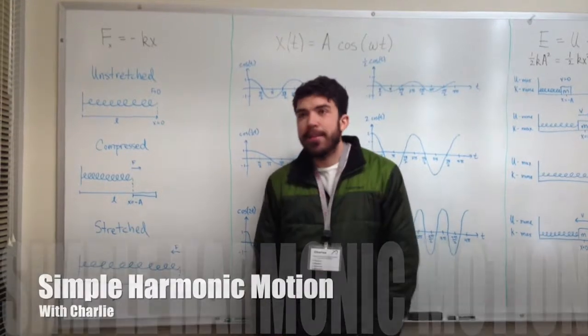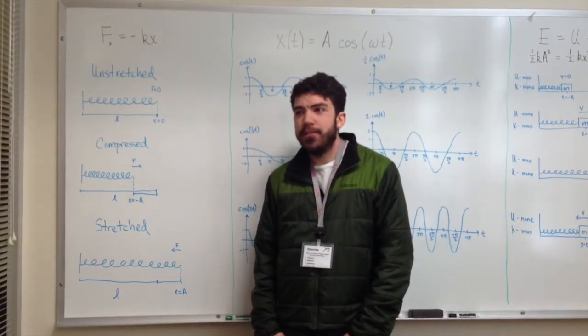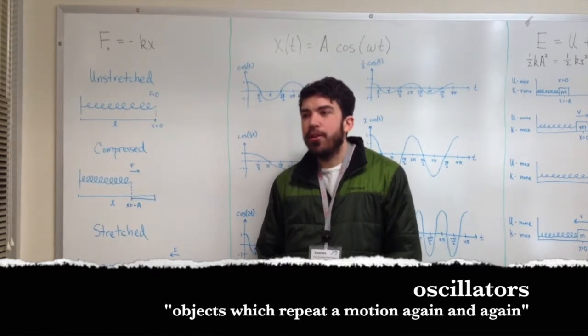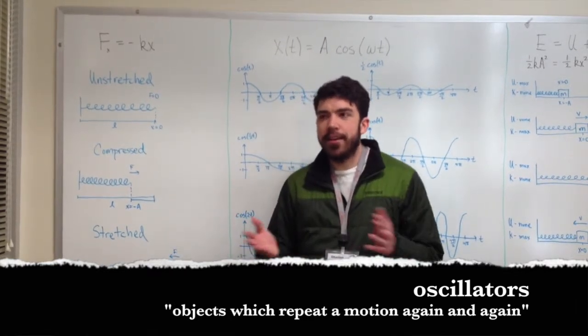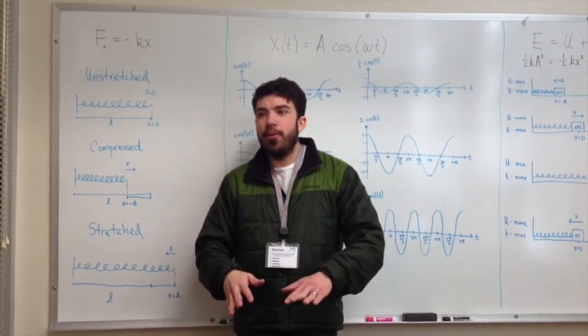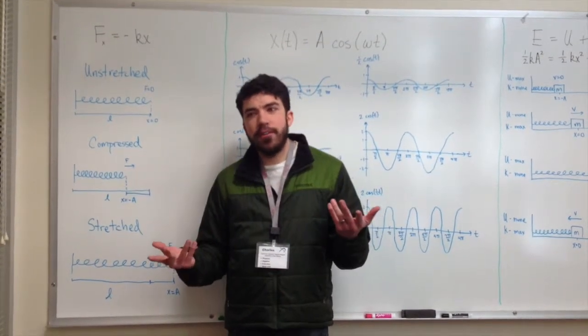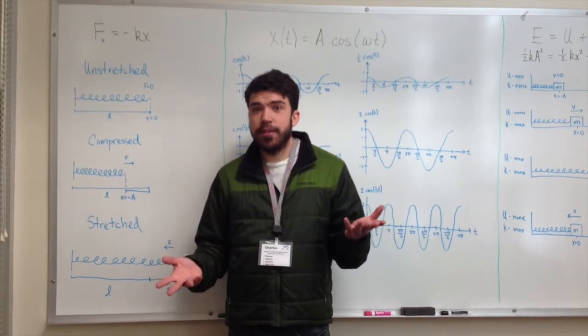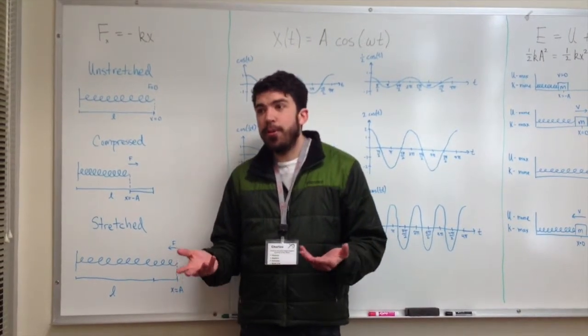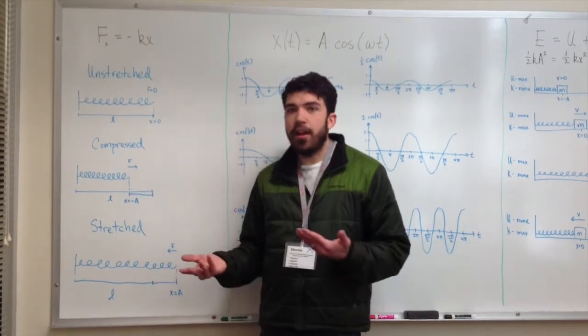So when we're talking about simple harmonic motion, we want to describe oscillators, which are objects which repeat a motion again and again. Like if you're pushing your kid on a swing, or the shock absorbers in your car, or there's even a version of this in the electrical circuits in your radio. So we want to be able to describe these oscillators.